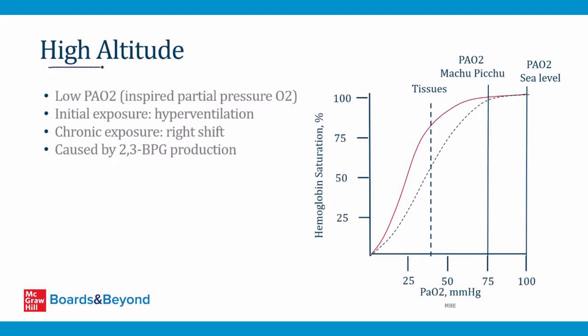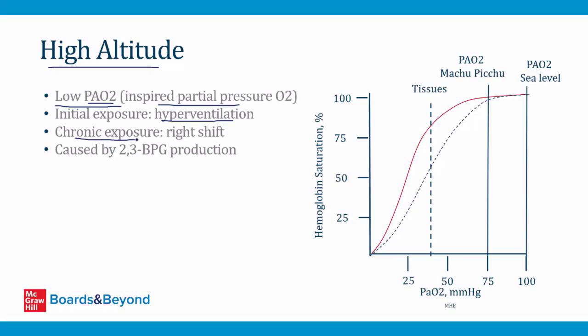Let's talk briefly about high altitude because 2,3-BPG plays an important role in how our bodies adapt to living at high altitude. So at high altitude, there's a low PiO2, and by PiO2, I mean the inspired partial pressure of oxygen. There's lower atmospheric pressure at high altitude, and that means that the air we inspire has a lower partial pressure of oxygen. So initially, when you ascend to high altitude, this can lead to hypoxia. And the initial response of the body is to simply hyperventilate and try to bring in more oxygen by increasing the respiratory rate or the tidal volume.